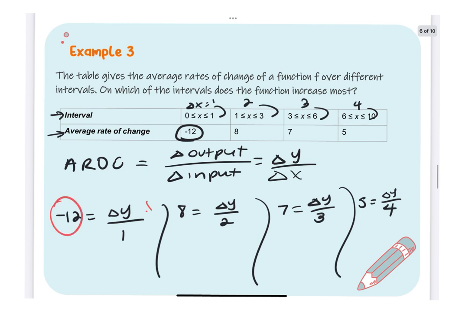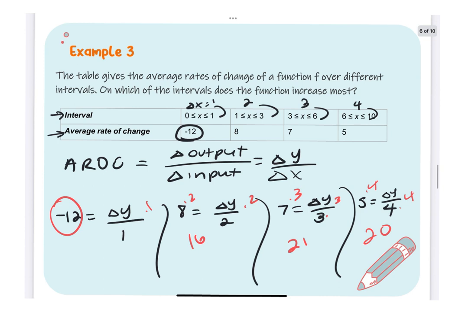Multiply by 1, this would be 12. Multiply by 2, this would be 16. Multiply by 3, this is 21. And multiply by 4, and this is 20. Now, the other tricky part is the wording here, which the function increases most. So that means I need it to be an increase. It doesn't say which is the most or which is the least.